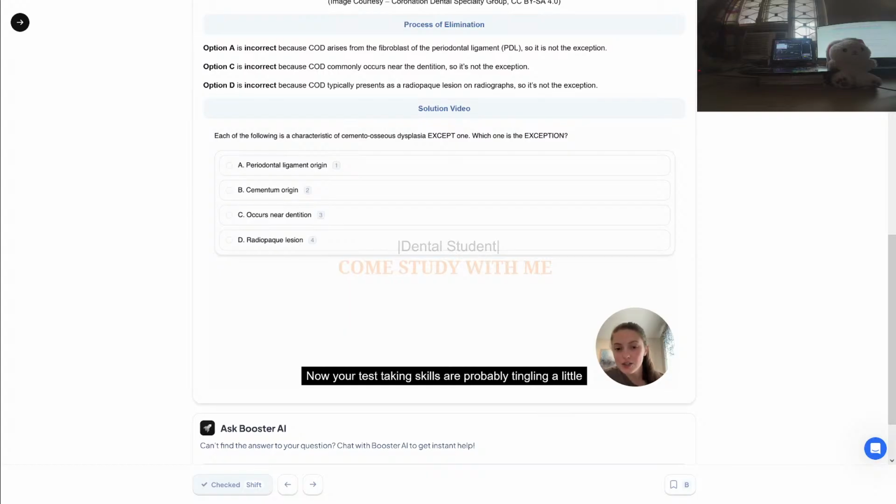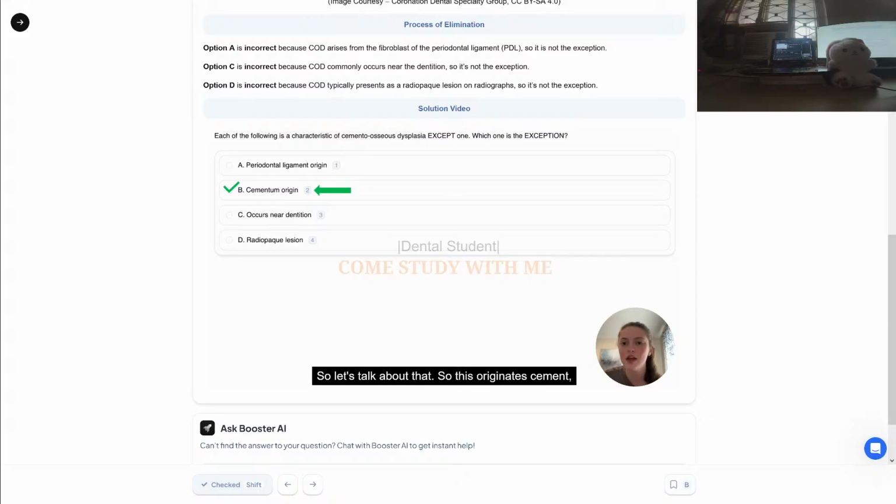Now your test taking skills are probably tingling a little bit because A and B both talk about the origin, and most things don't have more than one origin. So we might want to think about one of those two being the answer here. And I also kind of gave away C and D when I talked about the lesion. So we'll go ahead and talk it through, but the correct answer here would be cementum origin. So remember, that's the one that is the exception. That is not true, and that's because the origin of cemento-osseous dysplasia is the periodontal ligament.